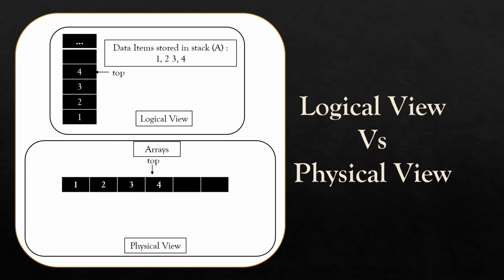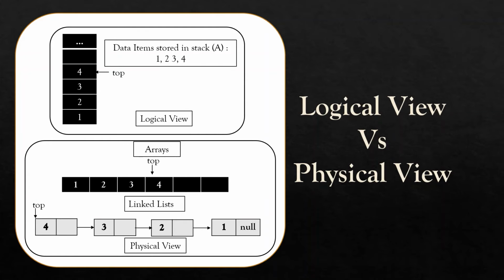But physically, it can either be stored as an array, where we have a limit to the size of the memory that we can use, and the word top refers to the index at which the top element is found. For example, if this particular array is said to have the index from 1 to n, then the element 4 is present at the index 4. So top will store the value 4.